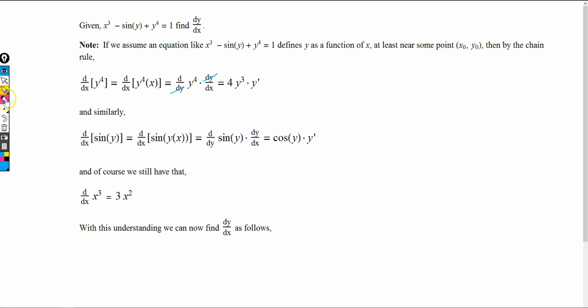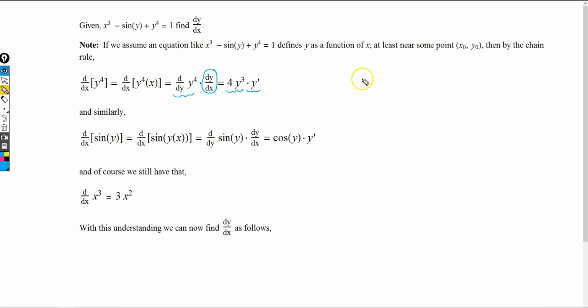Before we cancel the y's, let's actually evaluate this part right here. Well, this part here is 4y cubed. Now we don't know what y is as a function of x, so we have to leave the dy dx as just y prime. And that's our answer. That's how we write it. This is the derivative of y to the 4th with respect to x.